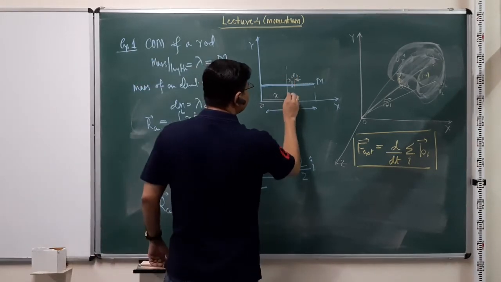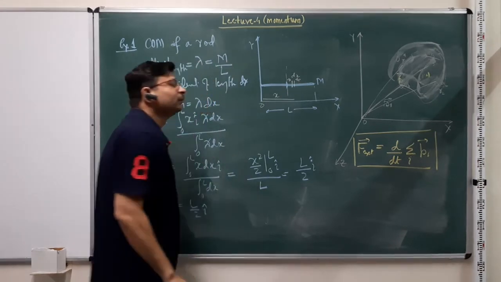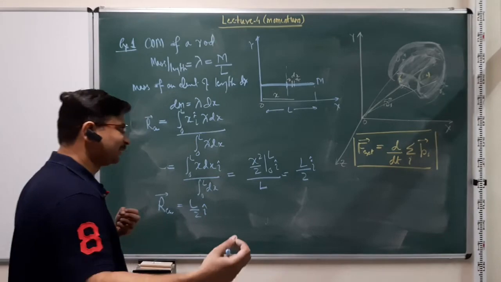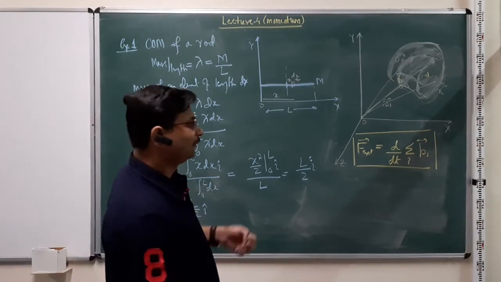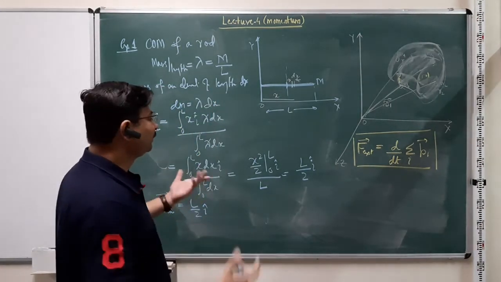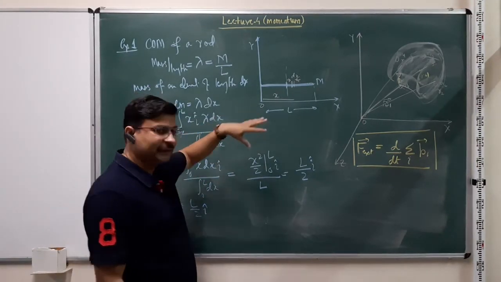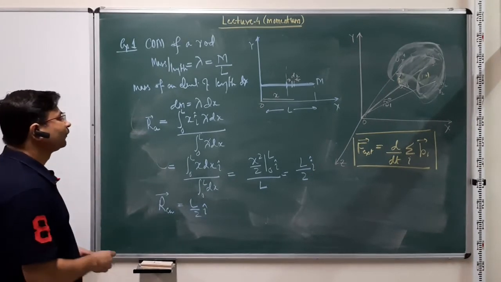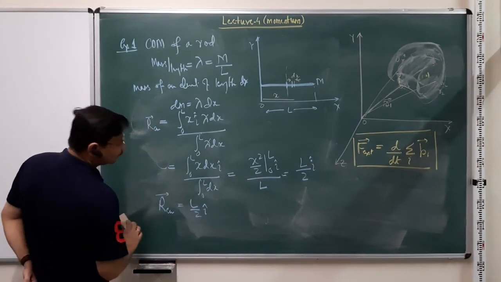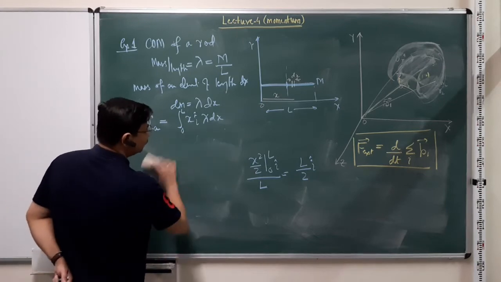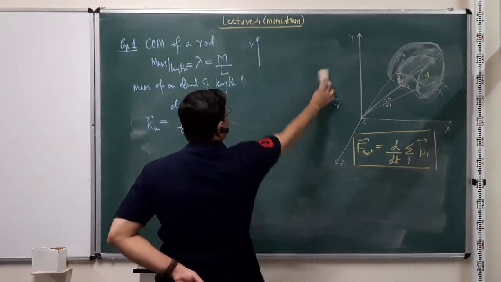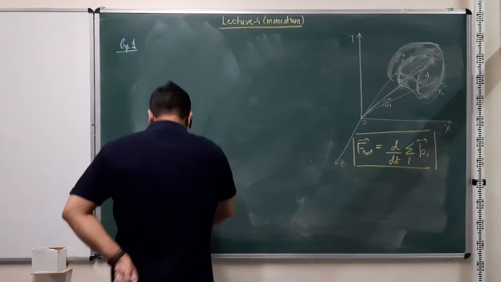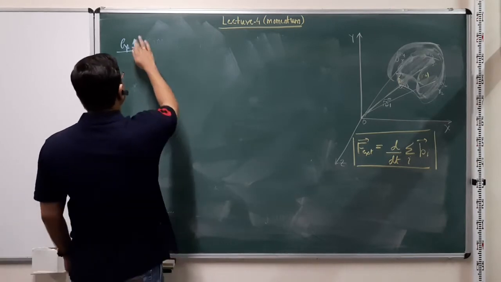And what is L by 2 i cap? It's the midpoint of this rod. And of course we know that if it's a uniform mass density rod of length L, then its center of mass is in the middle of the rod. So we can find out a lot of these things using symmetry also, but this is the formal procedure of finding it. Okay, let's take one more example on similar lines. What I'm going to do now is extend this problem into 2 dimensions.